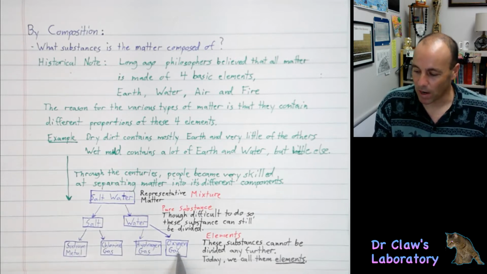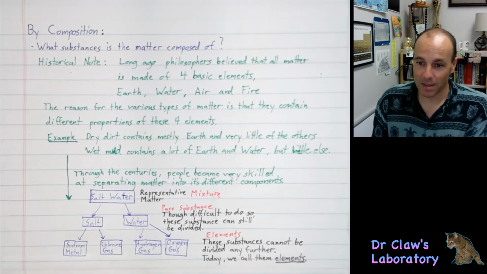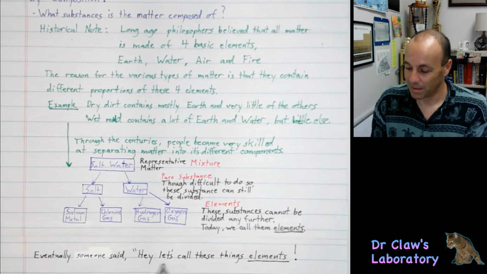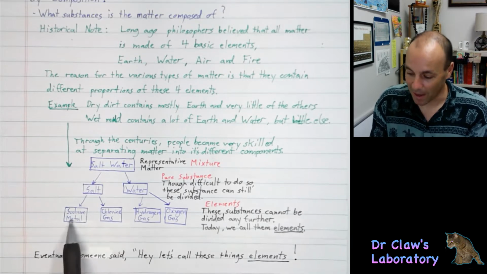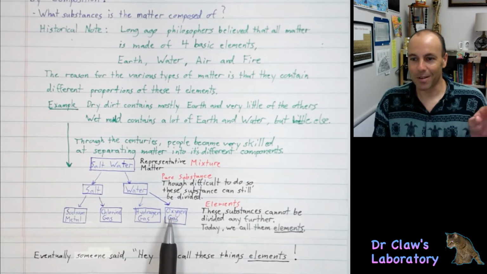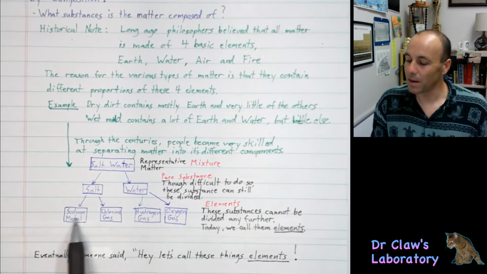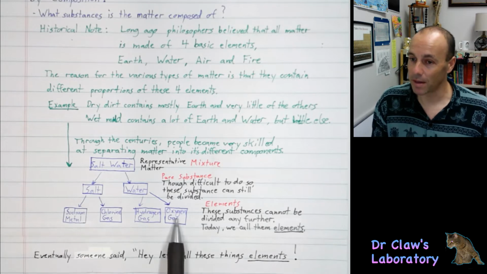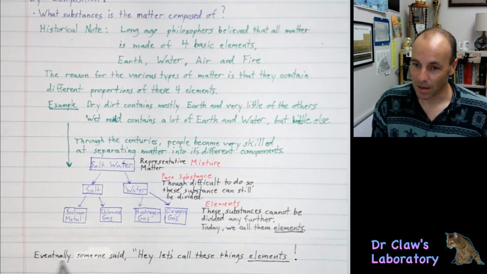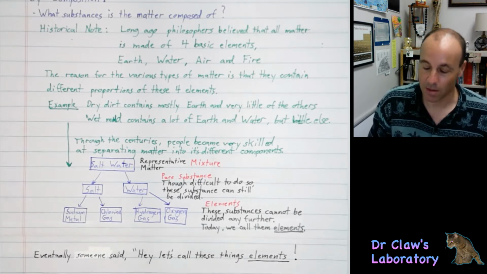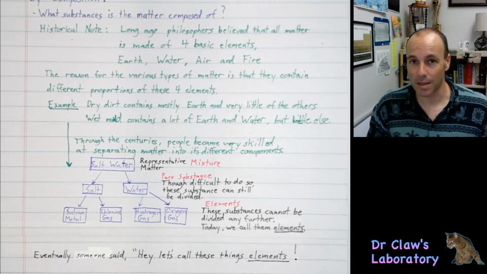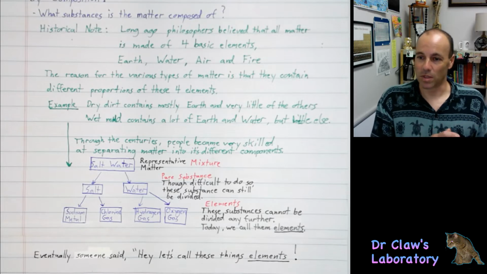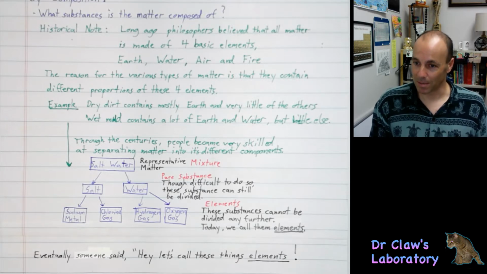Neither hydrogen nor oxygen. So eventually, someone said, "Hey, let's call these things the elements. Not earth, water, air, and fire. Let's call the things that we can't separate anymore, let's call those guys the elements." Okay? That someone is Robert Boyle. He said that in the 1600s. He proposed a new definition of element, which was different than the old Greek elements.